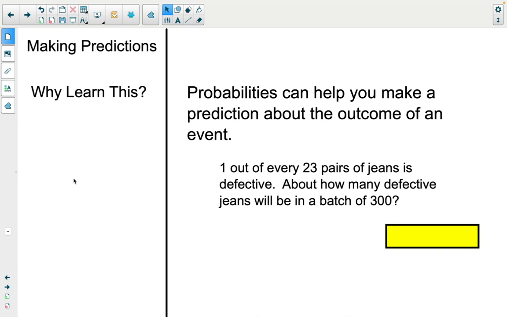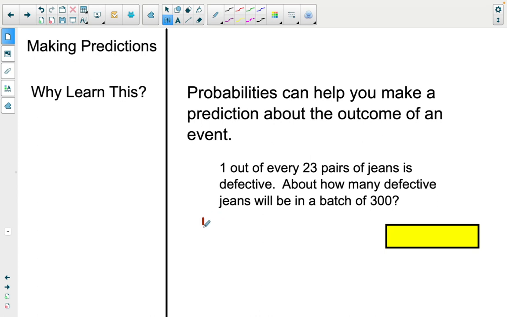Okay, why do we learn this? Well, in real life, in manufacturing, you see this quite a bit, where they're trying to find how many defective products might be in a batch of things that are run. So in my example here, 1 out of 23 pairs of pants that are made, pairs of jeans, are defective. So how many will they expect to be defective in a batch of 300? Knowing this can help them figure out their costs, how much to charge for things, because when they waste materials, there's a cost associated with it. And if they start seeing too many, they might have some equipment failure that they might need to fix. So let's look at this example.